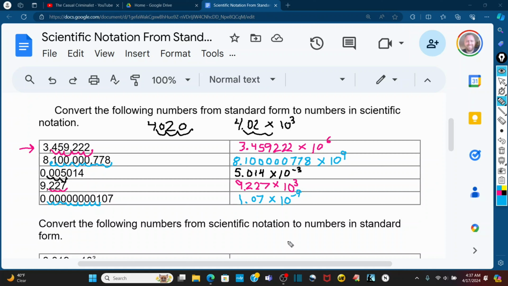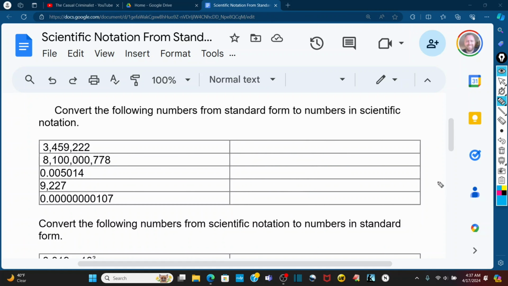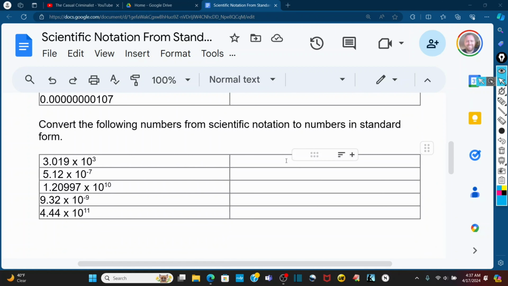Okay, so now we're going to go the other way. We're going to go from scientific notation, I think I wrote standard form, standard notation. So from scientific notation to standard notation, I'm going to erase these. Take a snapshot if you need to. Okay, there we go. And let's scroll on down.